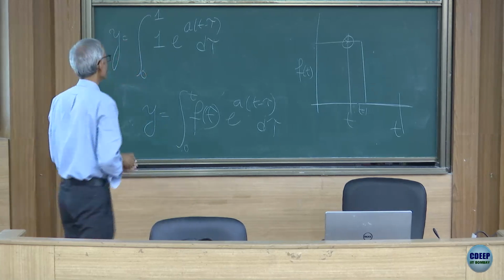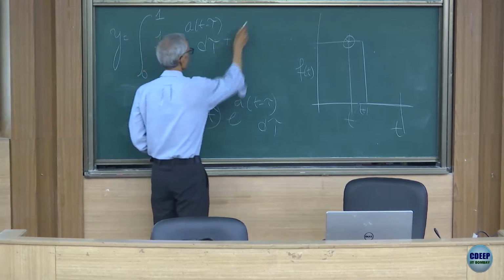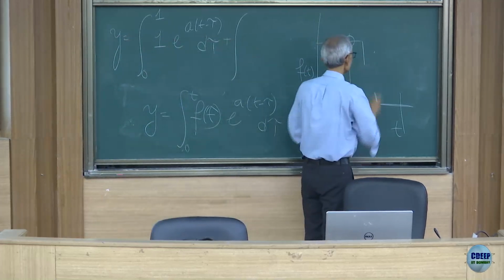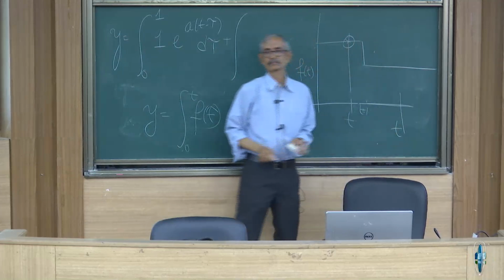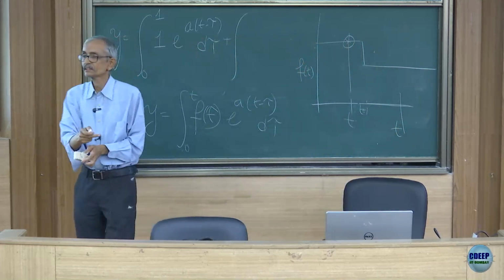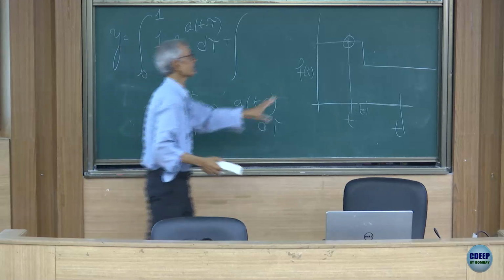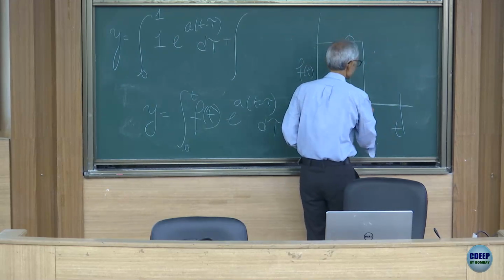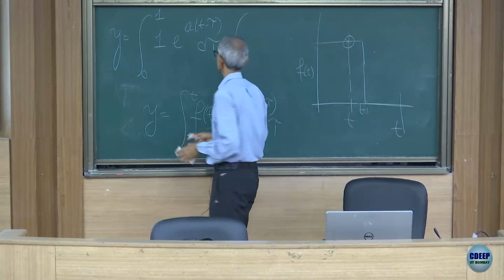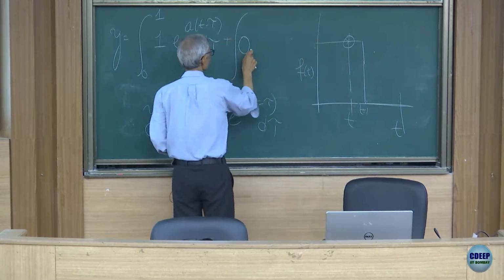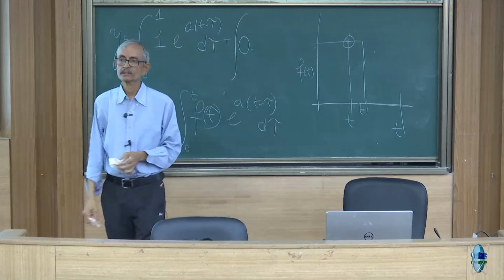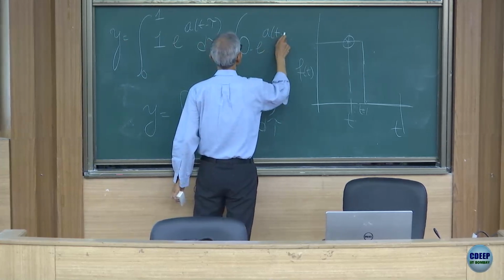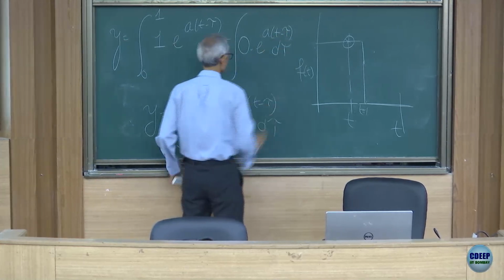Why should it be 0? Suppose this was the transient. It did not go to 0. Then it would be this number here. In this particular case, this is the transient, right? So I'll just say 0 times e to the power a(t minus tau) d tau.